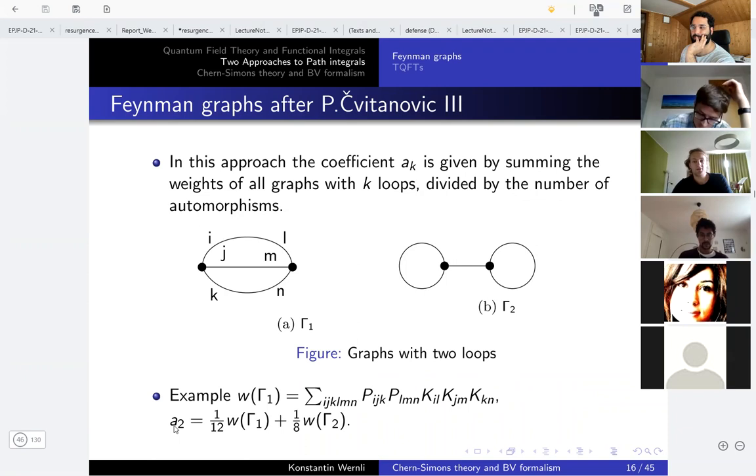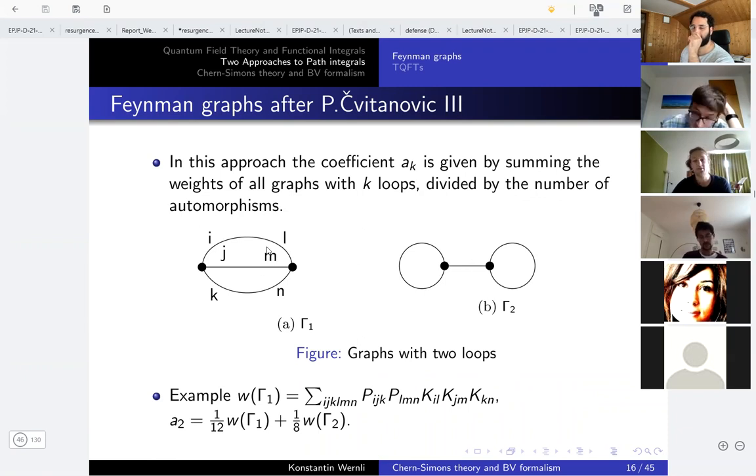And to compute the coefficient a_2, the two-loop contribution, it's called two-loop because there are two loops. You would take the weight of the first graph and the weight of the second graph, and divide the weight by the number of graph automorphisms. Graph automorphisms are just ways to permute the edges essentially such that the graph looks the same.